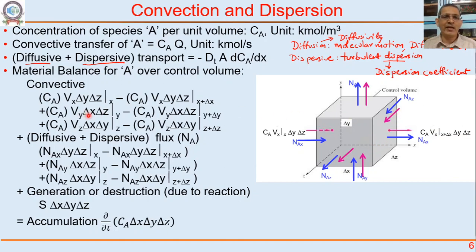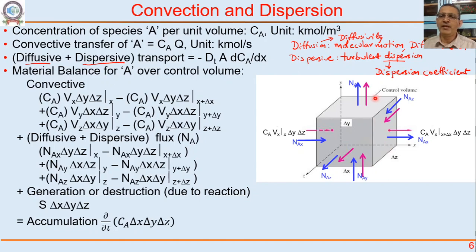Same way, entry of A in the y direction, because of velocity in the y direction, this pink arrow. It is concentration of A multiplied by velocity in the y direction multiplied by area perpendicular to the y direction, which is nothing but delta x, delta z.